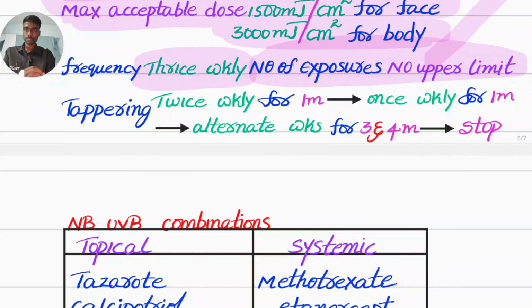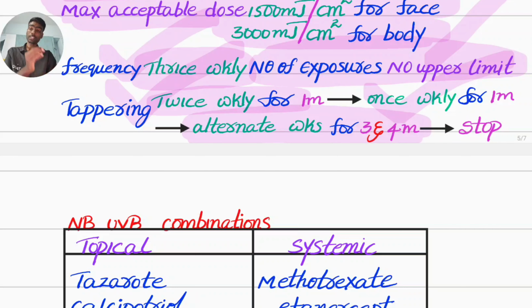After stability comes, when the patient is improving, then we have to taper the sessions. Don't ever abruptly stop therapy. Taper by twice weekly. Initially thrice weekly you are keeping, now twice weekly for a month, and then once a week for 1 month, then alternate weeks for 3 to 4 months. Giving every other week alternatively for 3 to 4 months, then only we have to finally stop. This is the schedule of how to taper narrowband UVB.